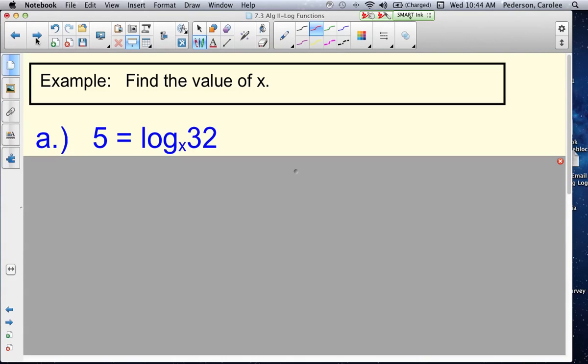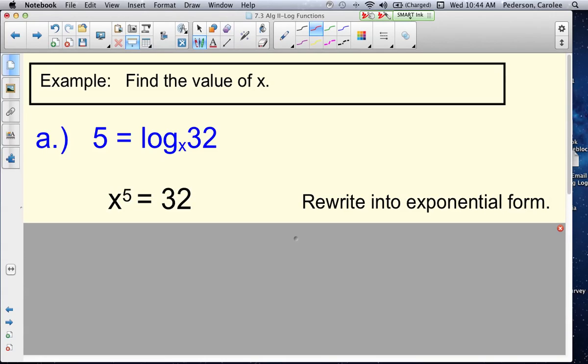Next example, this is a little bit more difficult. We want to find out what x can be. So in this question, 5 equals log base x of 32. And we want to find out what the base of this logarithm is. So the first thing we do is rewrite it in exponential form. So we have x raised to the 5th power equals 32.